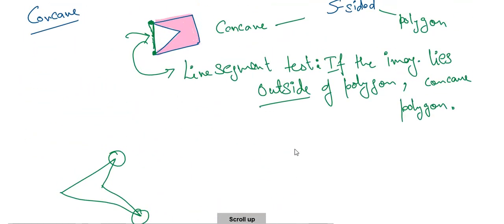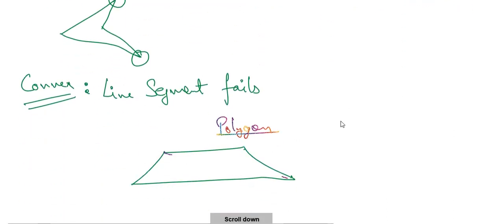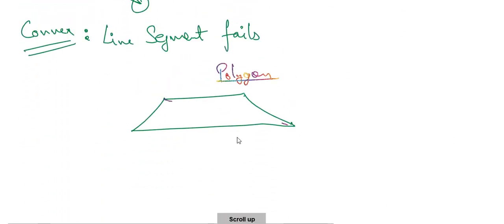Which was stating that if an imaginary line lies outside of my polygon for any two given vertices, I can say that the polygon is concave. But here, there are not any two vertices which would yield an imaginary line lying outside of this pink shaded region. Seems clear? Clear till now?